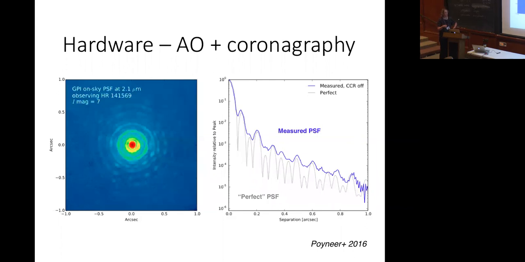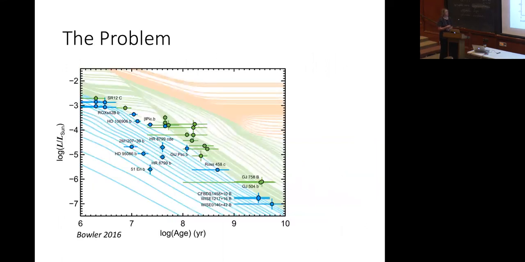One thing I want to highlight is that just with adaptive optics, at half an arcsecond, you could get to a contrast of 10 to the minus 3, maybe, with a good AO system. With coronagraphy, you can push that down another few orders of magnitude. So you can see even fainter things there.